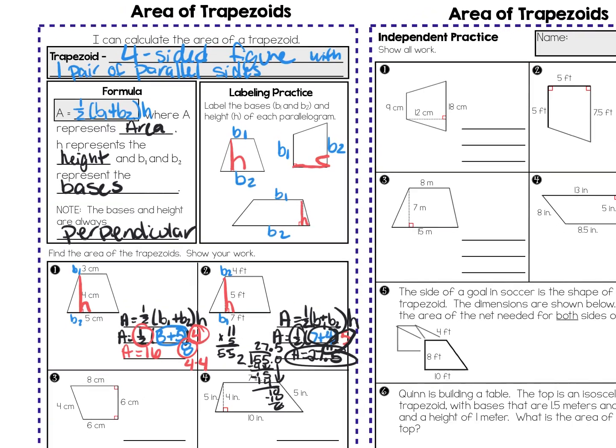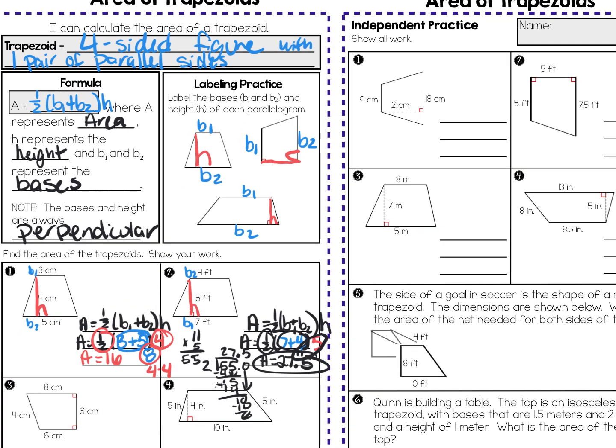Okay, so we did 2 examples. You can go ahead and keep going. This one's worth a lot of Class Dojo points because trapezoids do require multiple steps. Good luck.